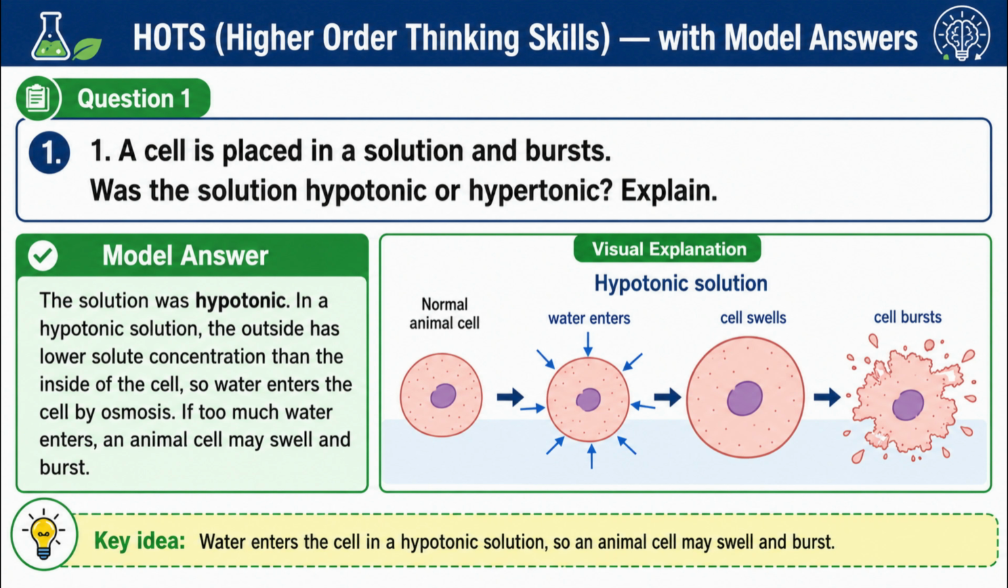HOTS, Higher Order Thinking Skills, with model answers. 1. A cell is placed in a solution and bursts. Was the solution hypotonic or hypertonic? Explain. Answer. The solution was hypotonic. In a hypotonic solution, the outside has lower solute concentration than the inside of the cell, so water enters the cell by osmosis. If too much water enters, an animal cell may swell and burst.